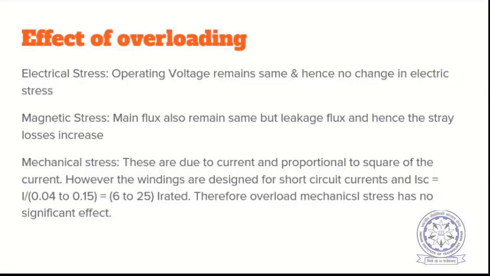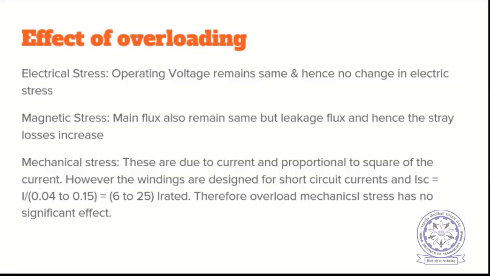But will it happen actually? When we overload the transformer, are we going to increase the electrical stress, means electric field inside the transformer? No, sir, because I think voltage will be same. Yeah, by overloading we mean only current is increasing. Effectively voltage remains more or less same.